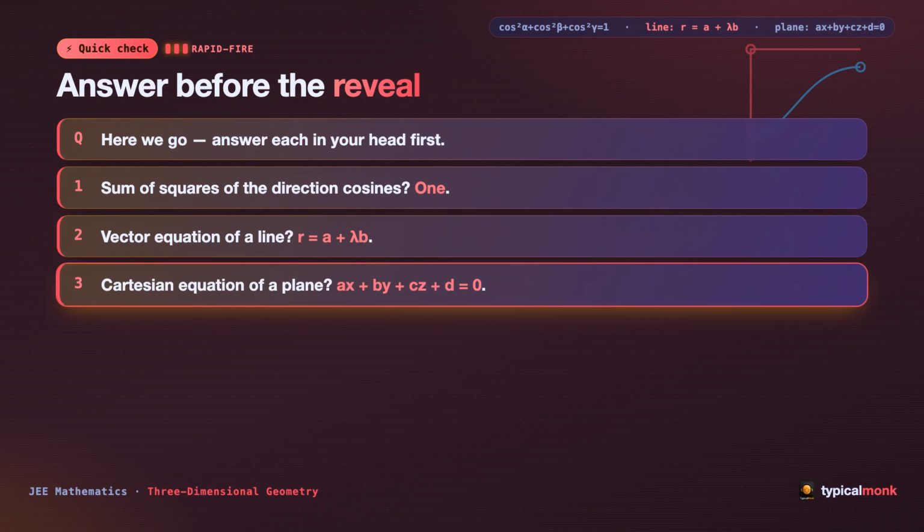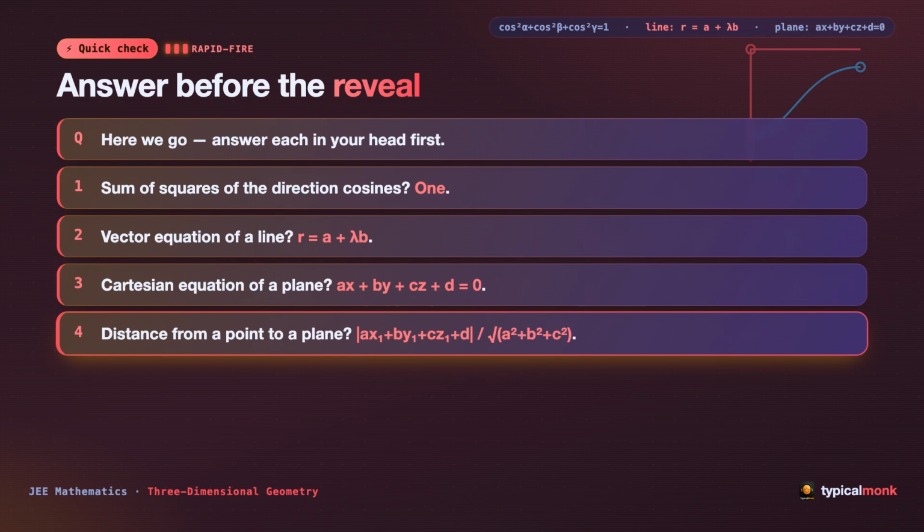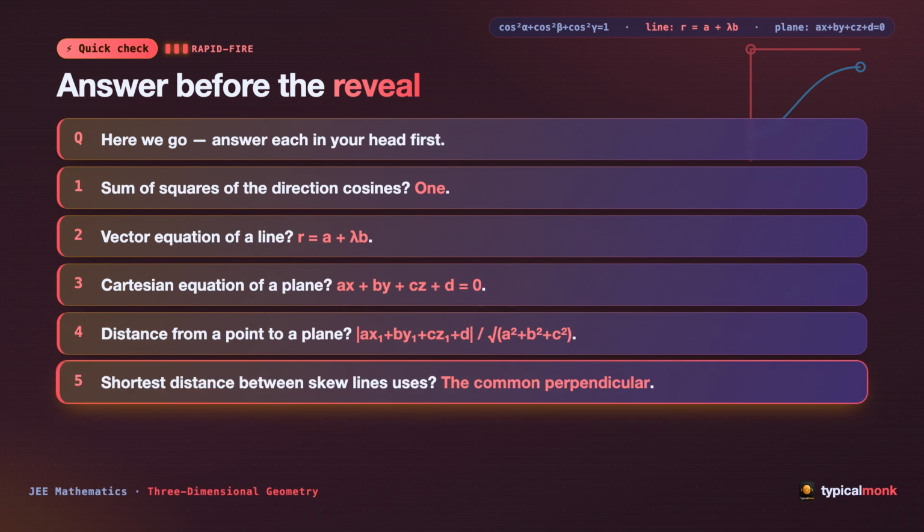Question 3. The Cartesian equation of a plane. Ax plus By plus Cz plus D equals 0. Question 4. The distance from a point to a plane. The modulus of Ax1 plus By1 plus Cz1 plus D over the root of A squared plus B squared plus C squared. And question 5. The shortest distance between skew lines uses the common perpendicular.